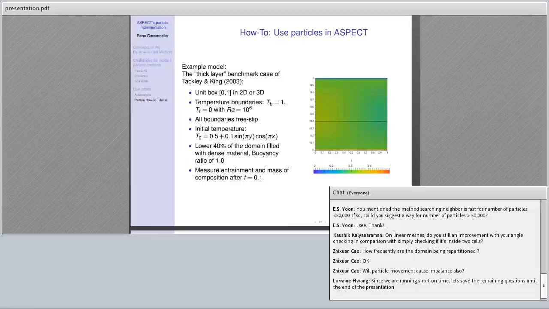The tutorial should show you how to set up a very simple model using particles in ASPECT. I chose a simple benchmark model by Tackley and King 2003, which is a unit box with relatively simple material properties, an initial condition that will lead to a clockwise rotation of the material, and introduces a thick layer of dense material at the bottom.